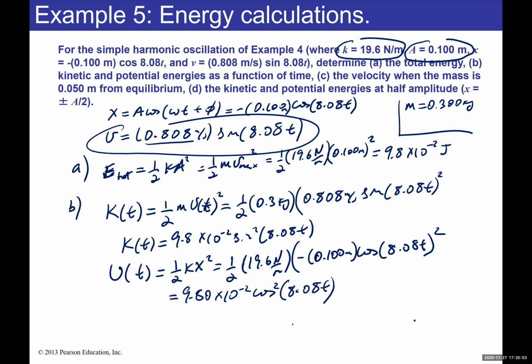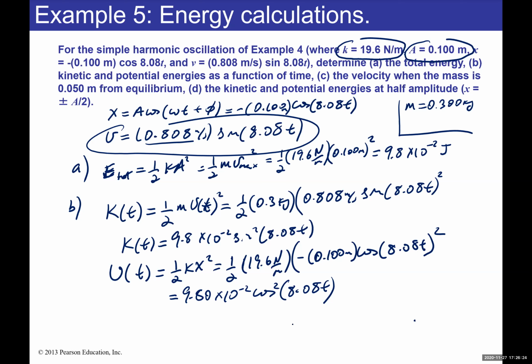Part C is asking for us to find the velocity when the mass is 0.05 meter from equilibrium. Now, how do we find that? Well, remember, you can solve for the velocity, or the speed technically. The energy approach doesn't give you velocity, it gives you speed because it's a scalar quantity. So it gives you the speed for a specific position, or it gives you position for a specific speed.